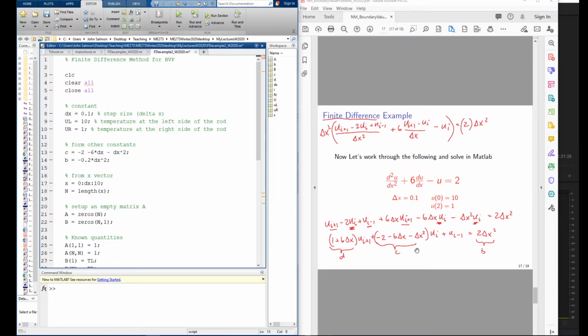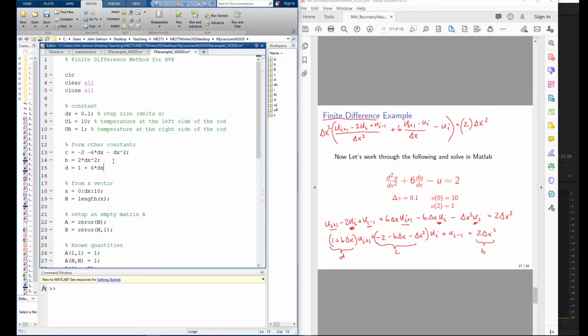Alright, I need to update my b. It's nothing more than 2 times dx squared, and then I define this new term that's in front of the u i plus 1 unknowns. That's going to be a d, and I set it to be 1 plus 6 times dx. Alright, so we're working our way down.